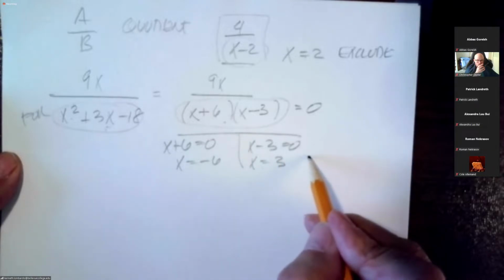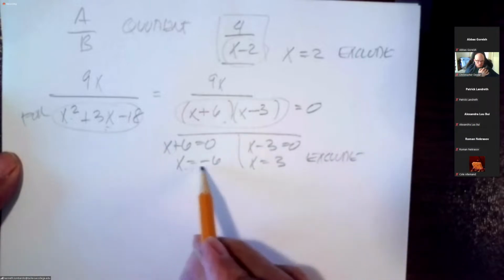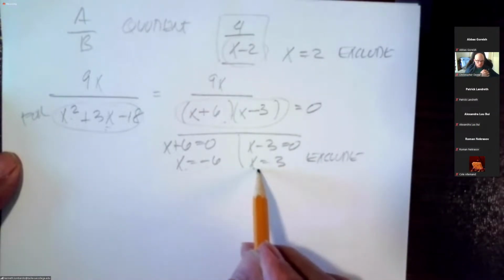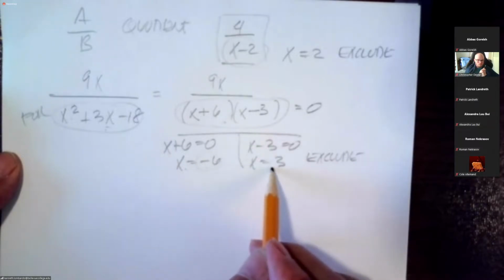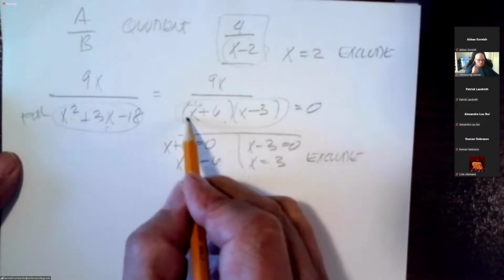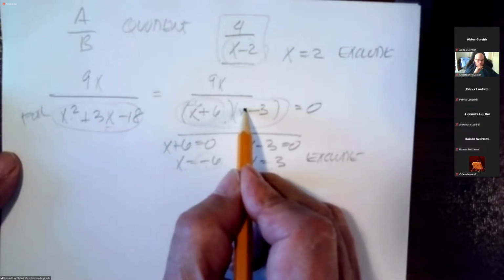And that says that we must exclude the values x equals negative 6 and x equals positive 3. We have to exclude the negative 6 and the positive 3, because if x were negative 6, that would cause this value to go to 0, which would cause the denominator to go to 0. We can't do that, can we?